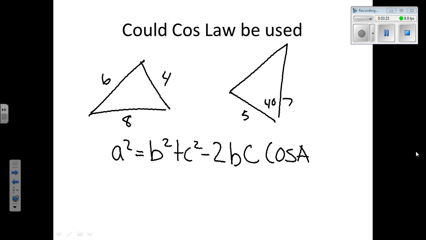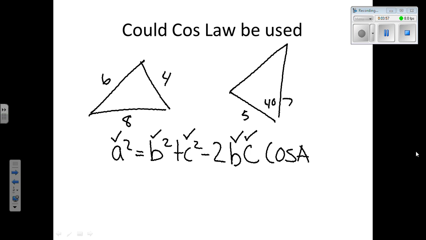Okay, so let's check off what we know in the first one. We know a, we know b, we know c. We know b and c for the first triangle, but we don't know cos A. But we could rearrange the formula and solve for cos A. So we could use cosine law for the first triangle.